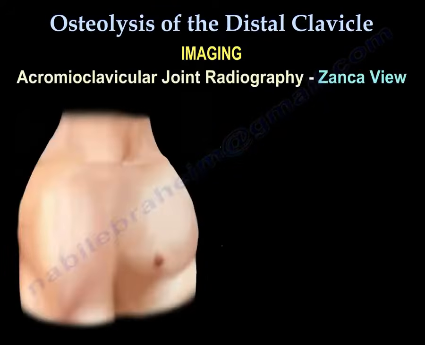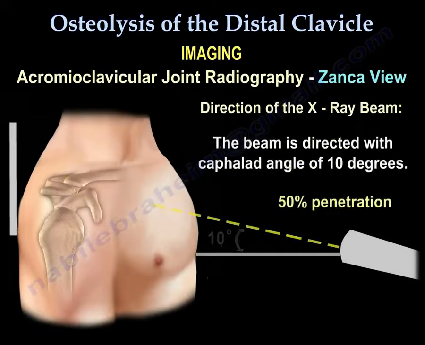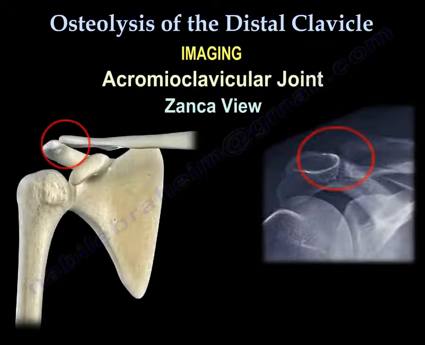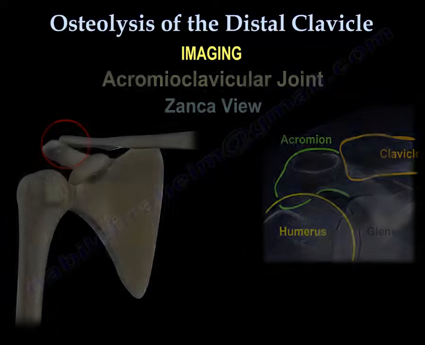What is the best radiological view for the AC joint? It is the Zanca view. The beam is directed with cephalad angle of 10 degrees, and you will use 50% penetration. And this is how the Zanca view will look like. This is the clavicle, and this is the acromion, and you see the Zanca view of the AC joint.